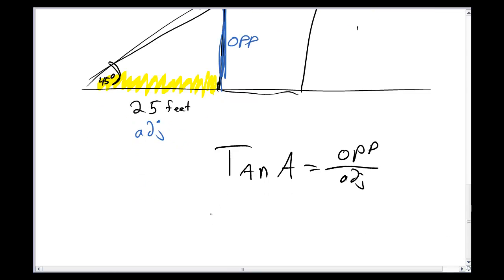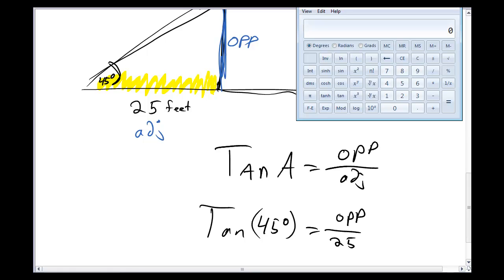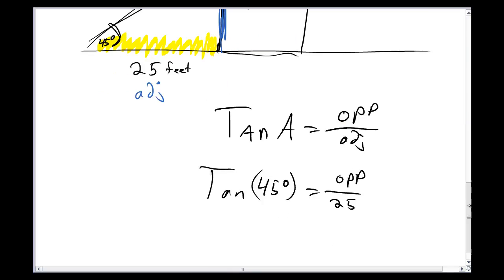Now I start to plug in what I know. I know that tangent of 45 degrees is equal to opposite over adjacent, but adjacent was 25 feet. Now I go up here, I plug 45 degrees into my calculator, make sure that it's on degrees. There are also other ways you can measure angles, including radians, but we're dealing with degrees. So it's 45 degrees that I've got going here, and then I hit the tangent. That tells me that tangent of 45 degrees is 1.